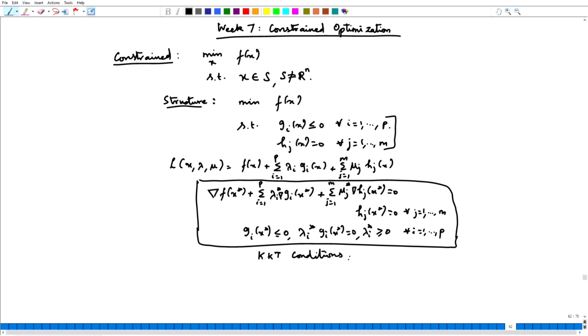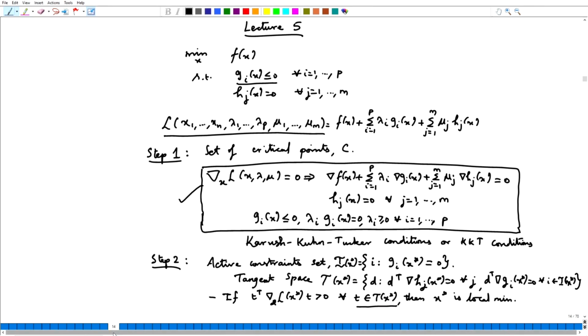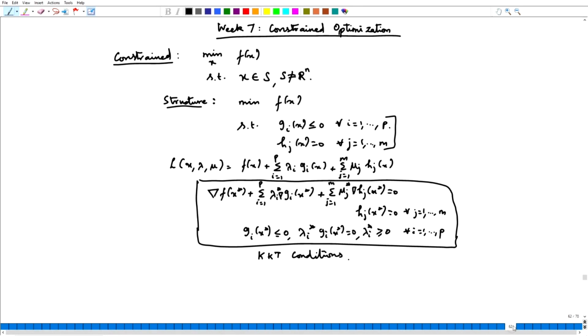So, they are said to satisfy what we call the Karush-Kuhn-Tucker conditions, or KKT conditions. Any set of x star, lambda star, mu star that satisfies these conditions is called a critical point. This is something that we looked at quite early in this course, in the first week itself. I have just repeated what we have boxed here. All right.